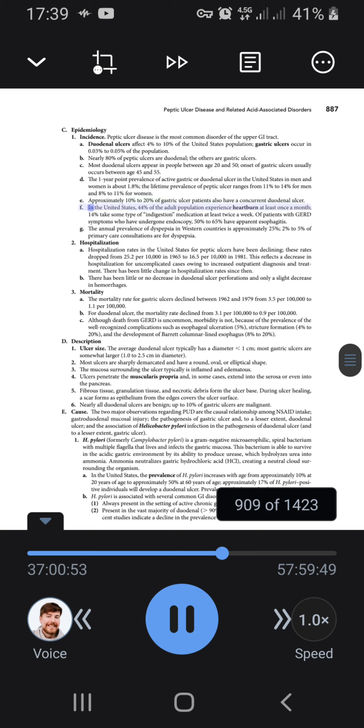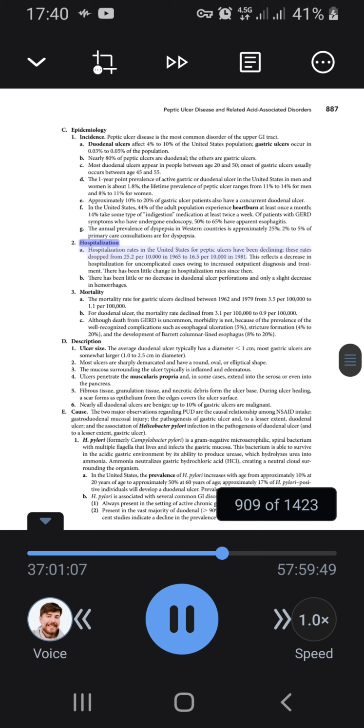F. In the United States, 44% of the adult population experience heartburn at least once a month. 14% take some type of indigestion medication at least twice a week. Of patients with GERD symptoms who have undergone endoscopy, 50% to 65% have apparent esophagitis. G. The annual prevalence of dyspepsia in Western countries is approximately 25%. 2% to 5% of primary care consultations are for dyspepsia.